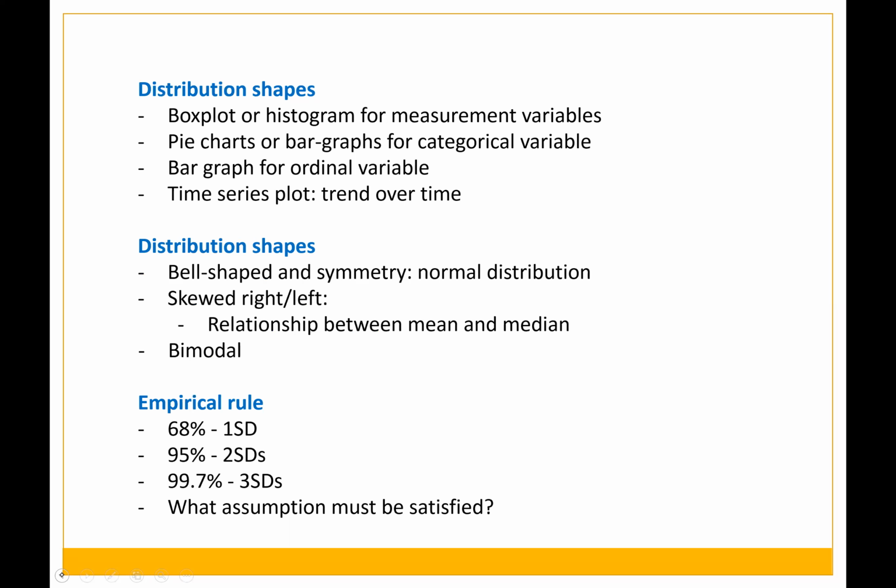You have pie charts or bar graphs for categorical variables. Usually we see pie charts for the distribution of, say, the percentage of each industry in the GDP, or the percentage of people who vote for a party in, maybe, the US election. Then we have bar graphs for ordinal variables. A bar graph is commonly used, and it can apply to a lot of variables, categorical or measurement.